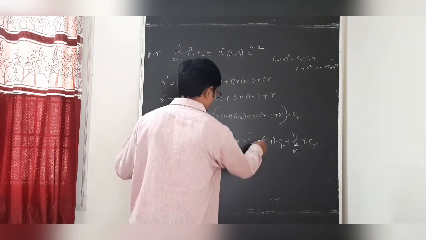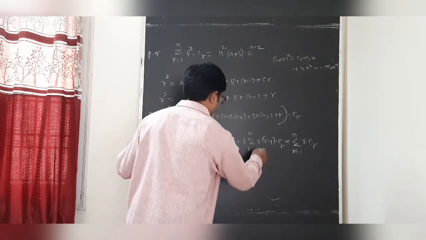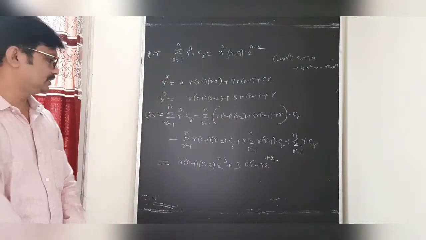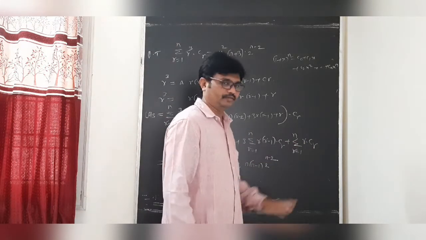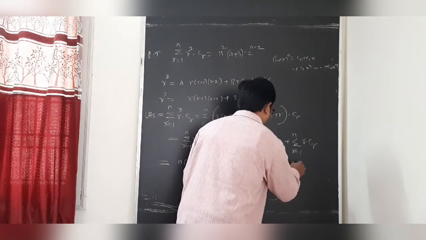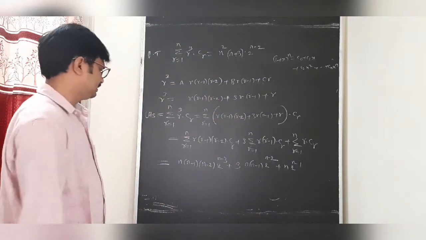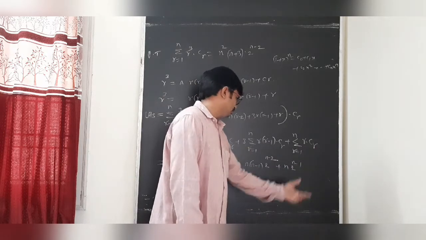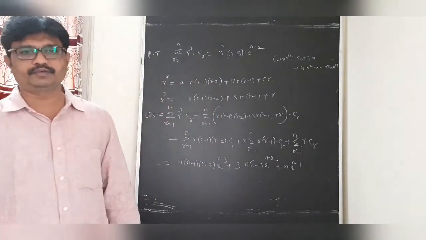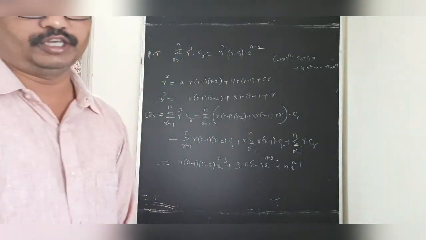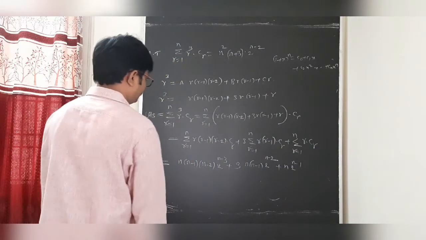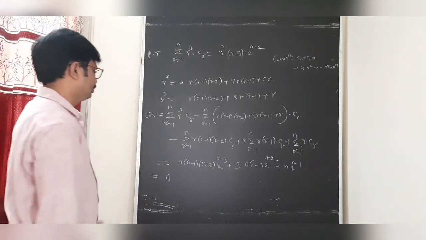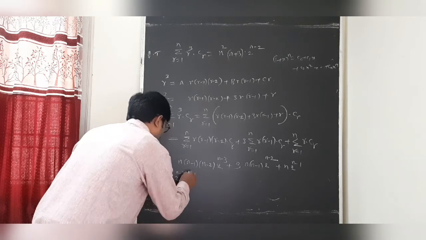Already we proved this one. How to write 2 times differentiation? n into n minus 1 into 2 power n minus 2. Okay students, this is only first time differentiation: n into 2 power n minus 1. This is 3 times differentiation, this is 2 times differentiation, this is only 1 time differentiation. Every time after differentiation, we are substituting x equal to 1. So students, we observe that each and every time n is common, and 2 power n minus 3 is also common.